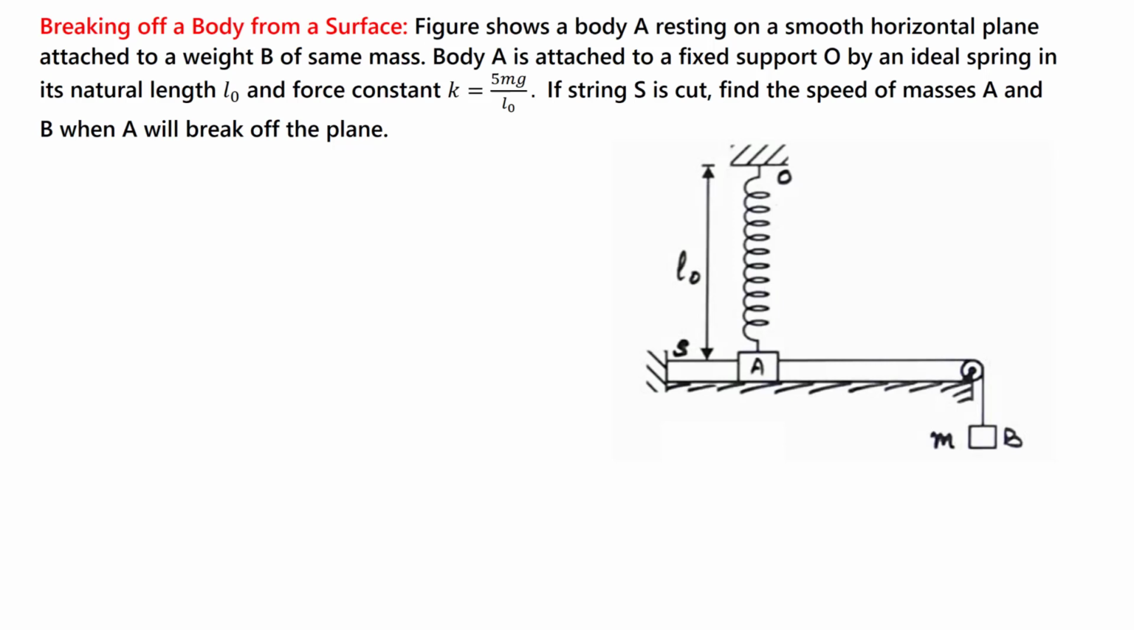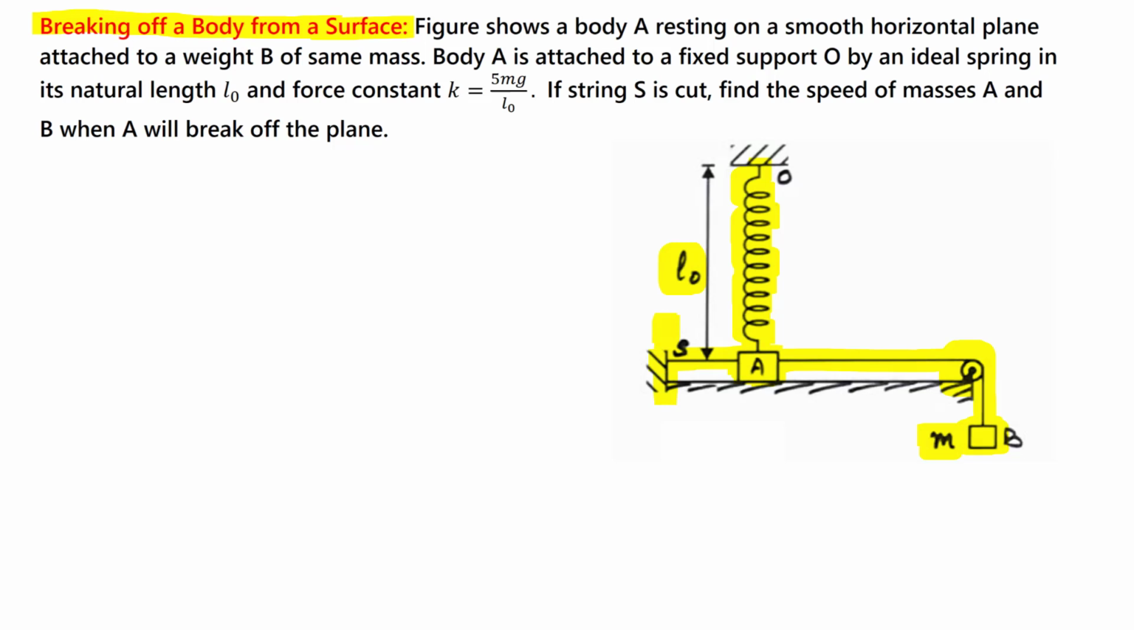Hello friends. So this problem is about breaking of an object from a surface. Here I have two blocks, block A and block B, and these two have the same mass m. Block A is attached to a spring whose natural length is L naught. Block A is also attached through a string to block B, which passes over a pulley. Block A is further connected through a string to the wall.